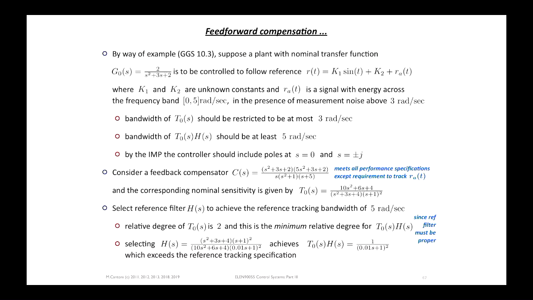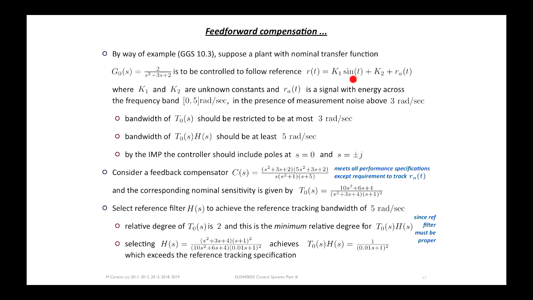Okay, so this is just a little example of a situation where you may have to use such a filter in order to meet performance specifications, because of competing objectives stopping you from achieving the reference tracking objective just with a feedback controller. We've got a plant here that looks like this. We want it to follow a reference that looks like this.